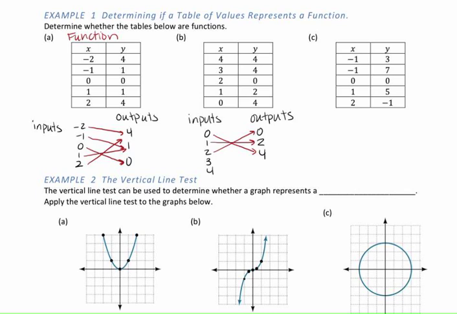So far, no problems. Each input is leading to exactly one output. 3 leads to 4. Do we still have a function? We do, because 3 leads to only 4, 0 leads to only 4, and our last value here of 4 leads to 4. Again, we still have a function. 0 only leads to 4, 3 only leads to 4, and 4 only leads to 4. This is a function.